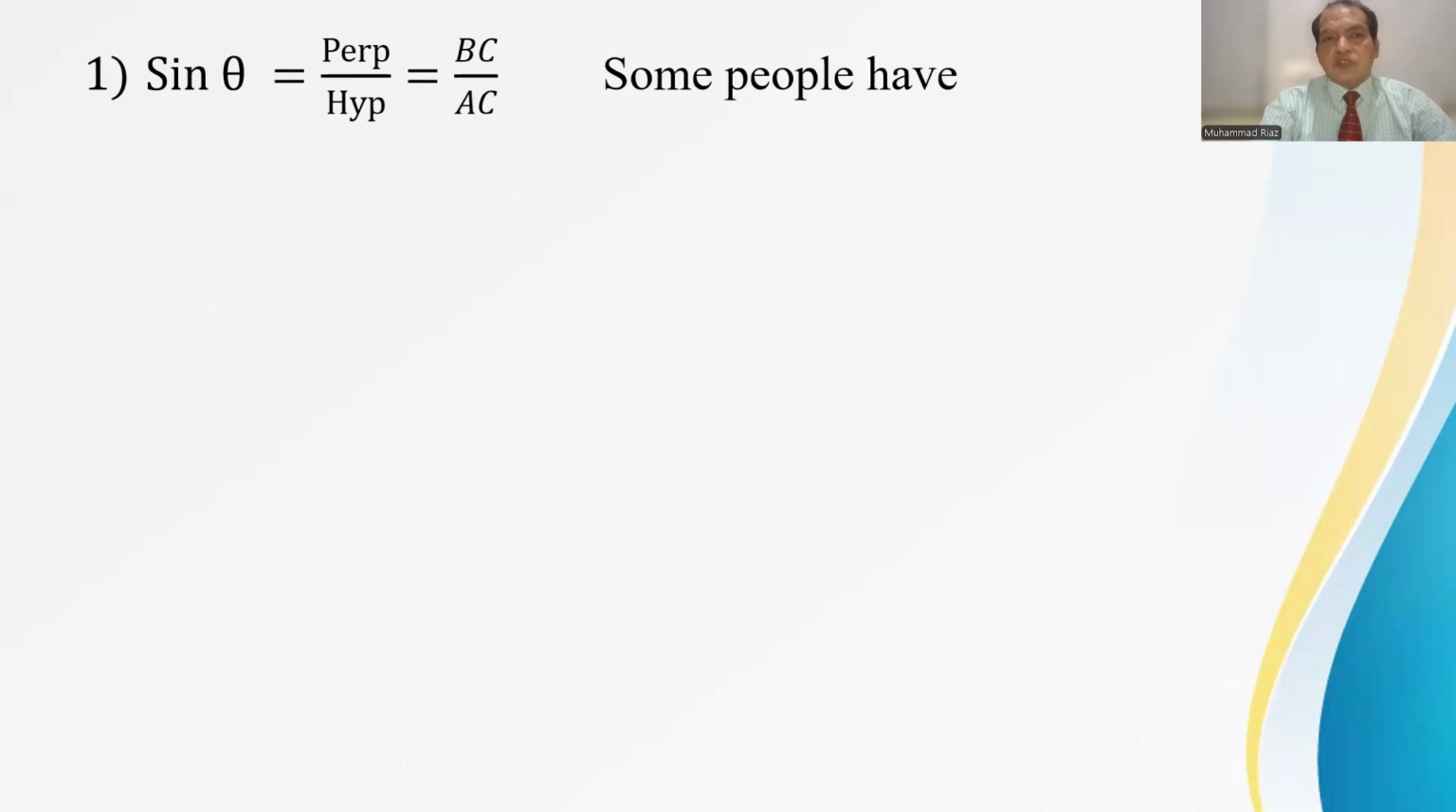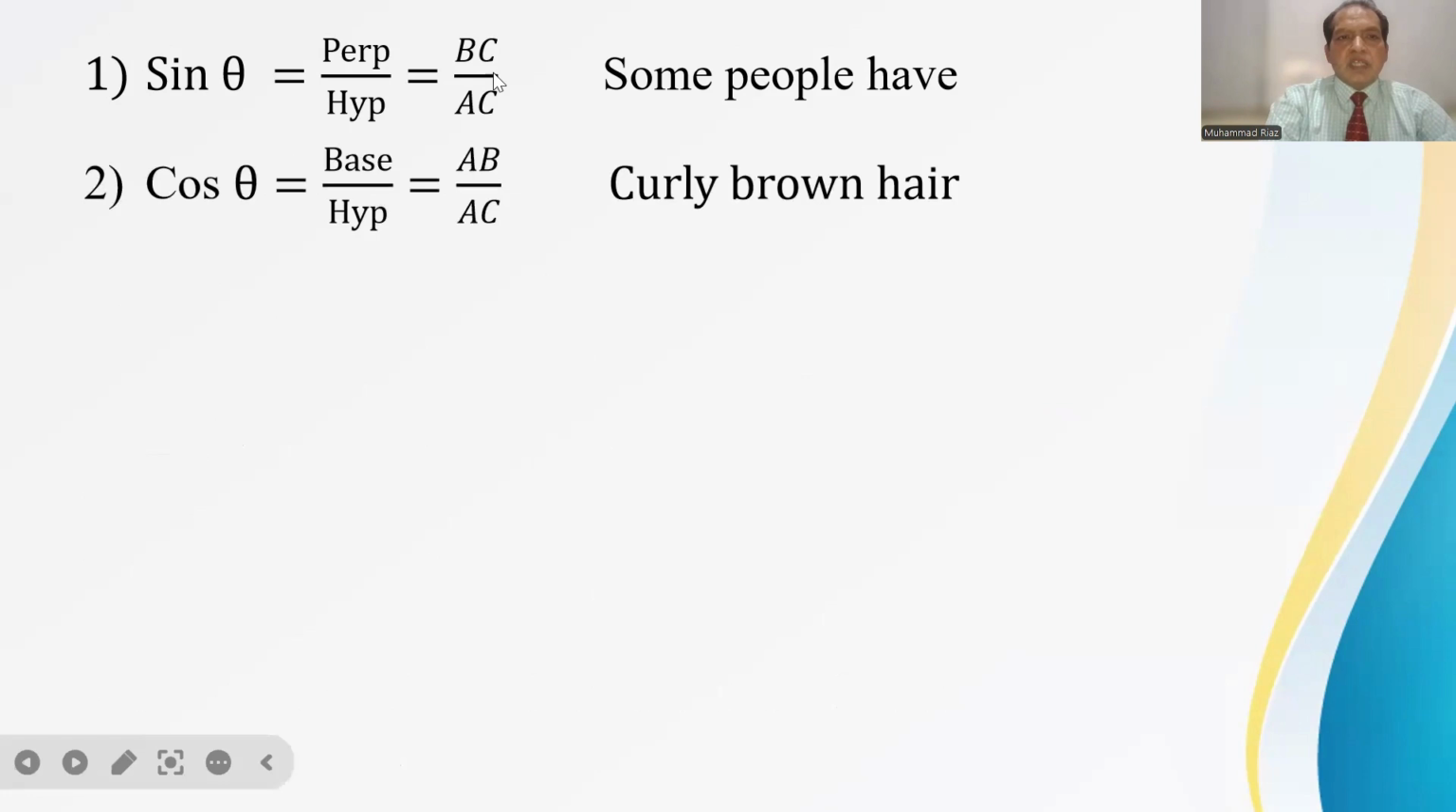The first trigonometric ratio we learn by a simple formula: Some People Have. S of Some represents sine theta, P of People is perpendicular, and H of Have means hypotenuse. So sine theta is equal to perpendicular over hypotenuse, or BC over AC.